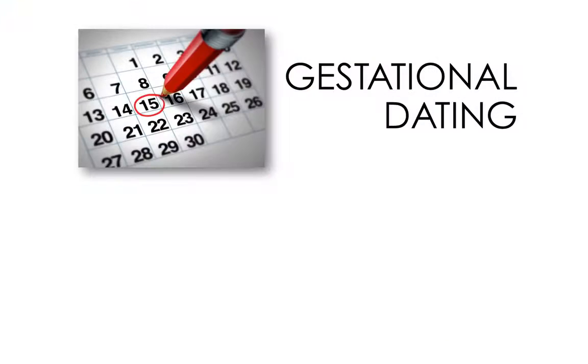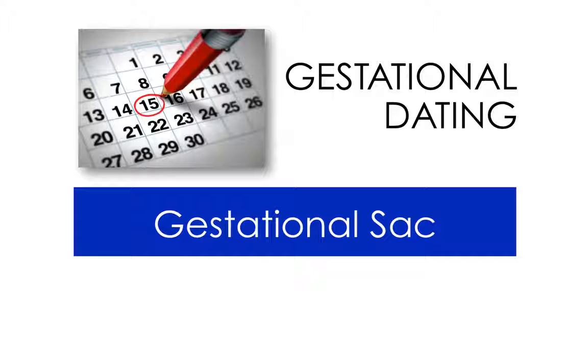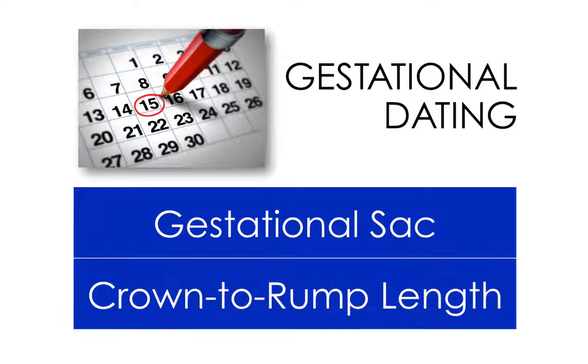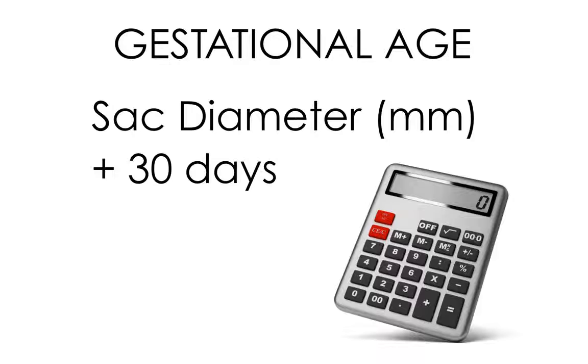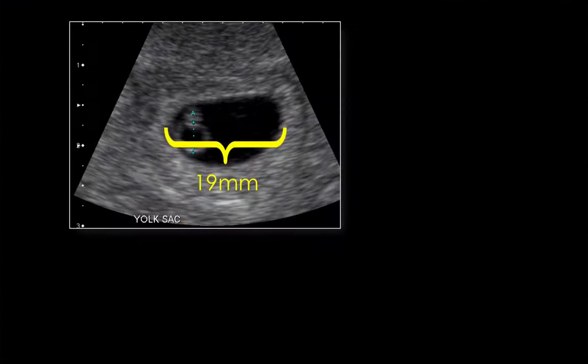There are two measurements of embryonic structures we will consider for this module. The first is the size of the gestational sac, and the second is the crown to rump length. The gestational sac grows about 1 millimeter per day after implantation. The formula for estimating the gestational age based on the size of the gestational sac is the mean gestational sac diameter in millimeters plus 30. This number will give you the gestational age in days. In this example, we see the sac diameter is 19 millimeters.